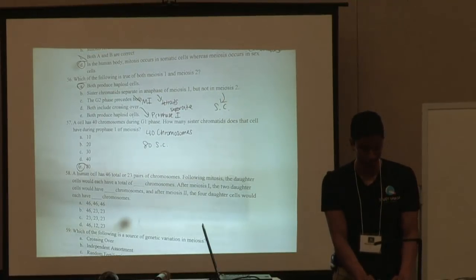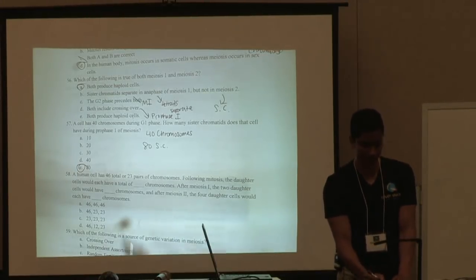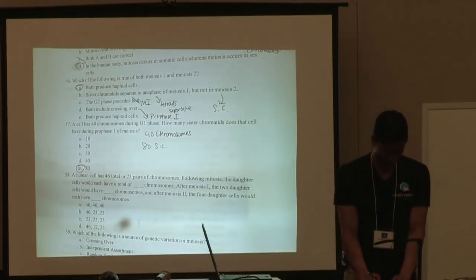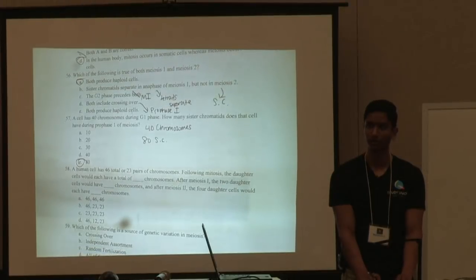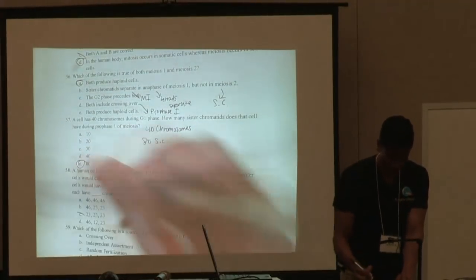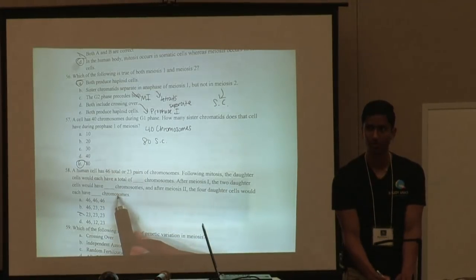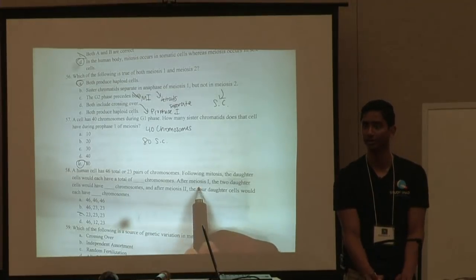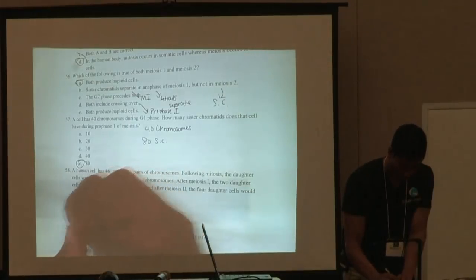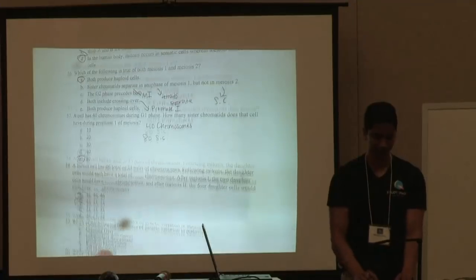A human cell has 46 total, or 23 pairs of chromosomes. Following mitosis, the daughter cells would each have a total of blank chromosomes. So for the first part, how many chromosomes? 46. After meiosis 1, the two daughter cells would have how many chromosomes? Is it still 46? They went through meiosis, right? 23. And then the last part, after meiosis 2, still 23 chromosomes. Everyone good?